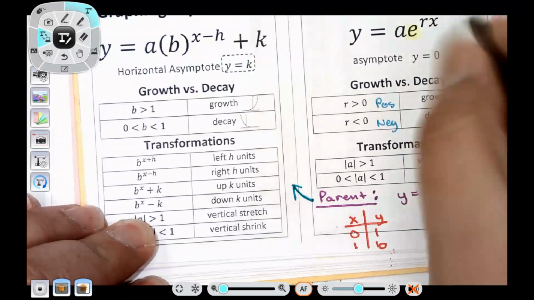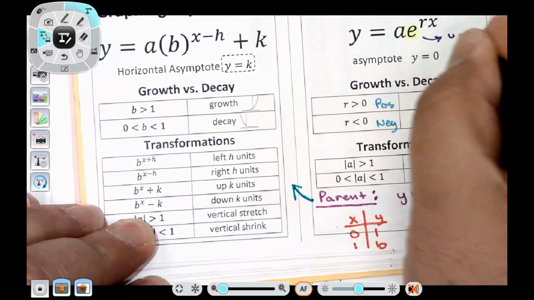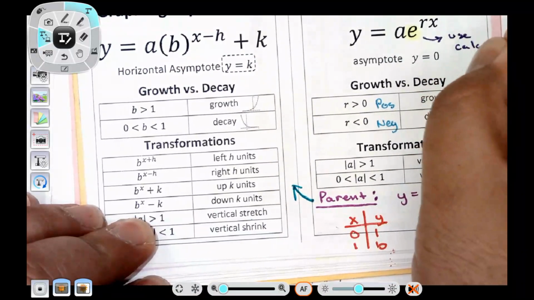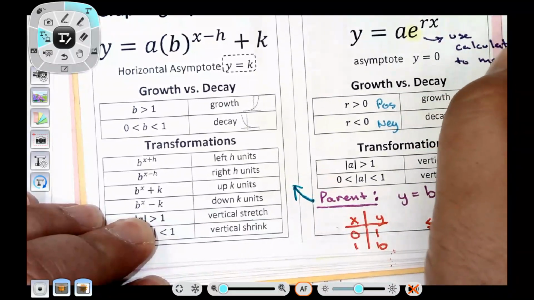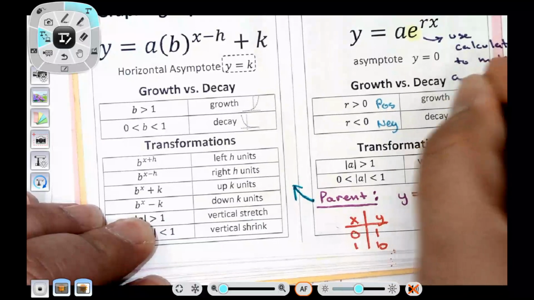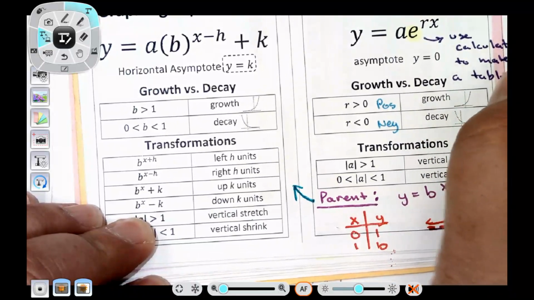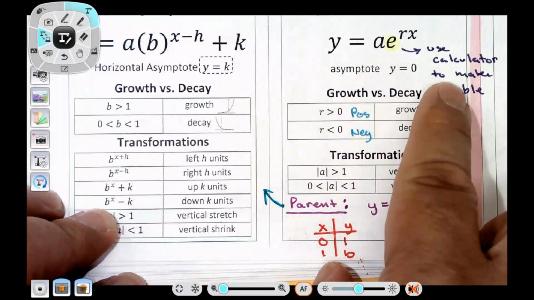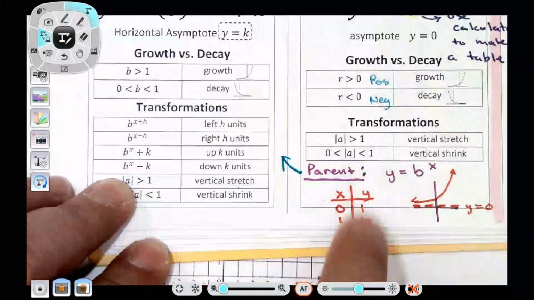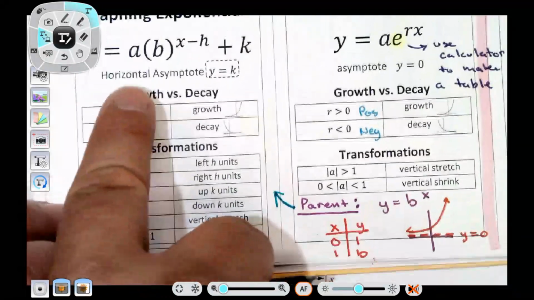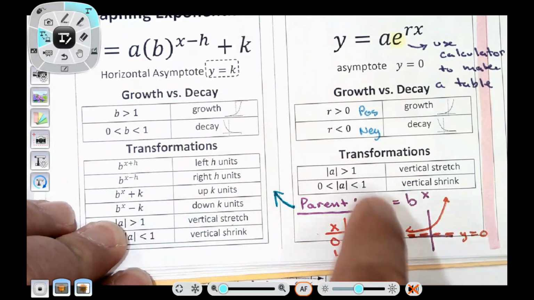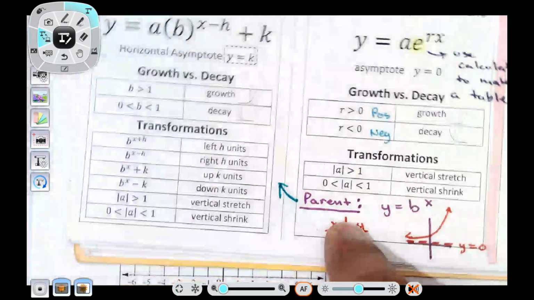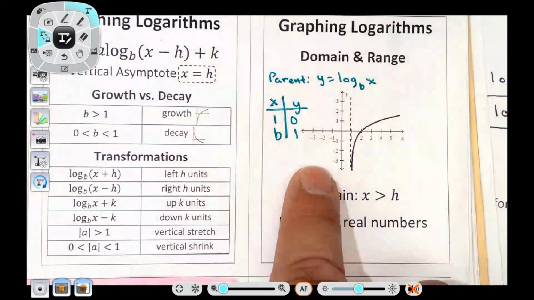Whenever you have an e, you use the calculator. You instantly just use your calculator to make a table. So when you have e, you use a calculator, make a table. This table, though, is for an exponential function, and it's always 0, 1, and 1, base. Well, I'm not drawing an exponential. I'm drawing a logarithm.